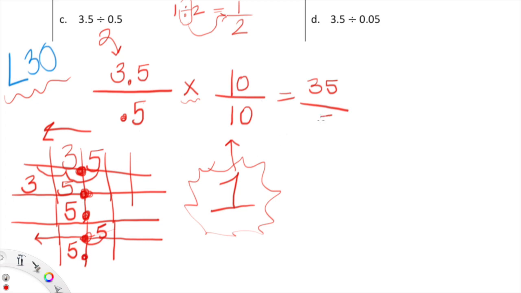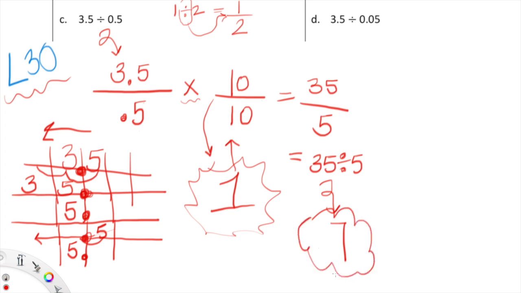Okay. So now we've multiplied 3.5 divided by 0.5 by 10 over 10, which you guys know is just code word for the whole number 1. Don't be afraid. Now we have 35 over 5. Simplify that by thinking about 35 divided by 5. What is 35 divided by 5? It's 7. My lucky number. Let's check out some more here.